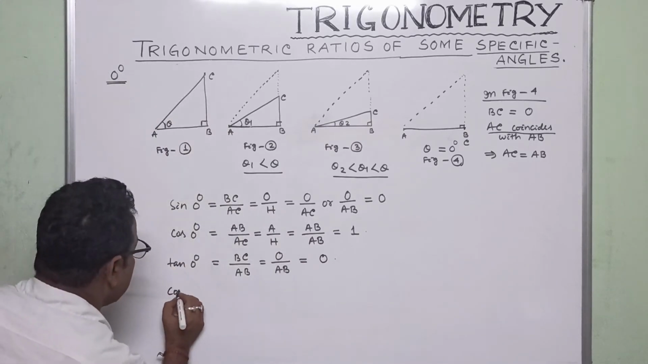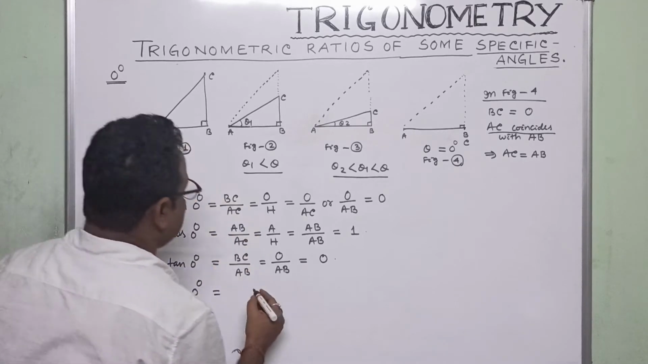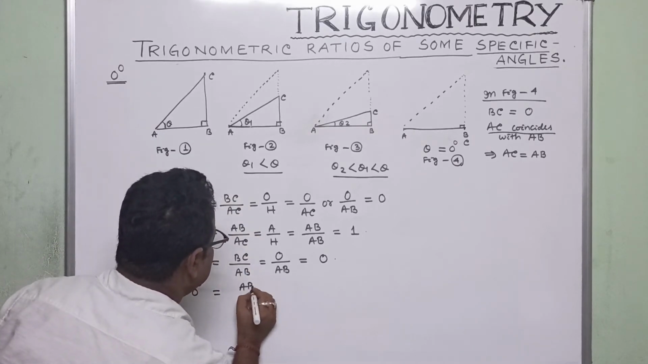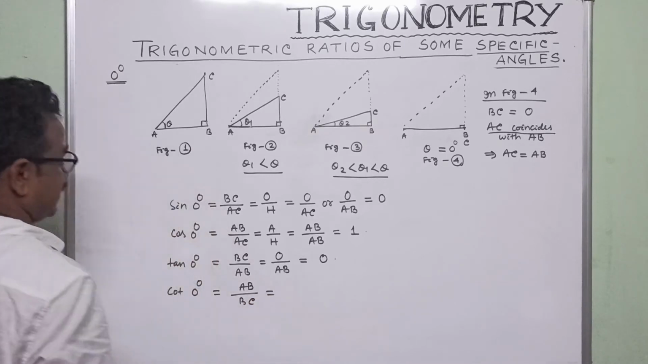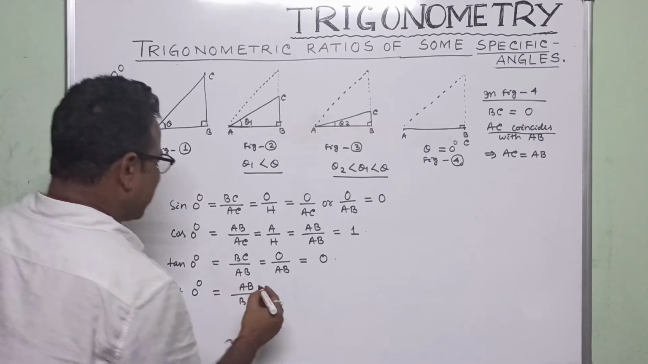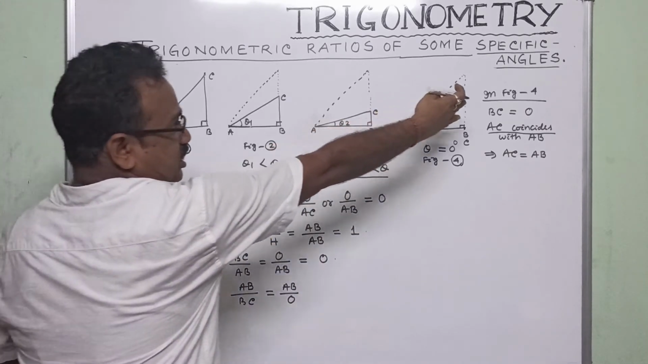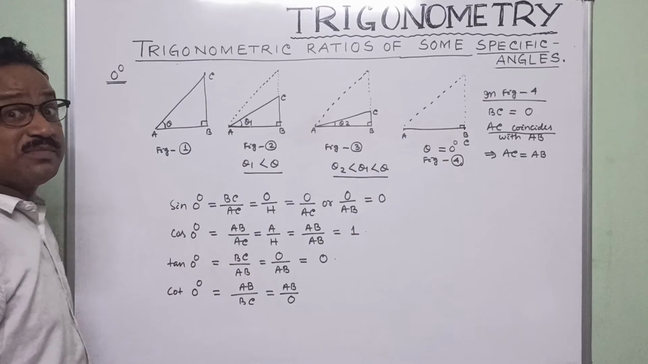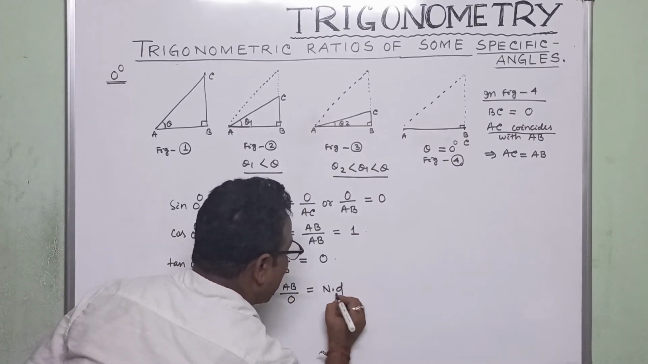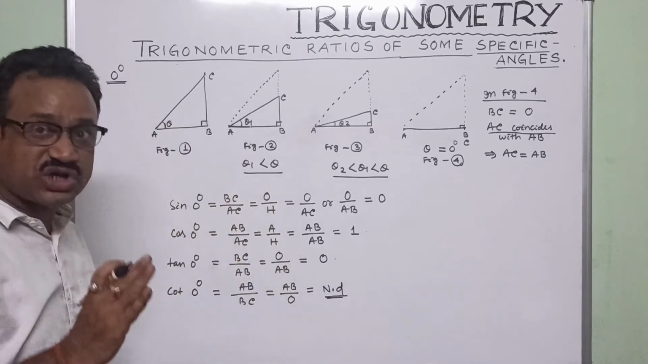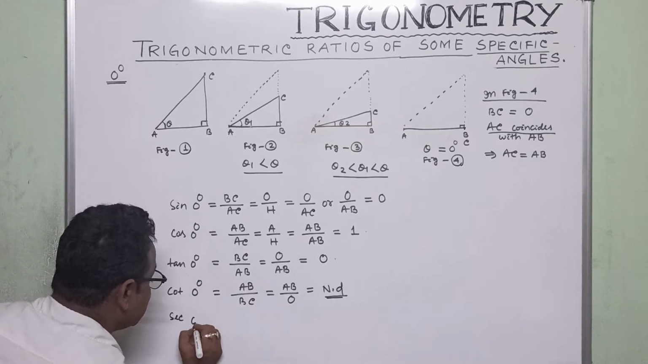Now cot 0 degree is equal to AB by BC. Here AB is there, but BC is 0. So something by 0 is not defined, so the value cannot be obtained. Not defined.